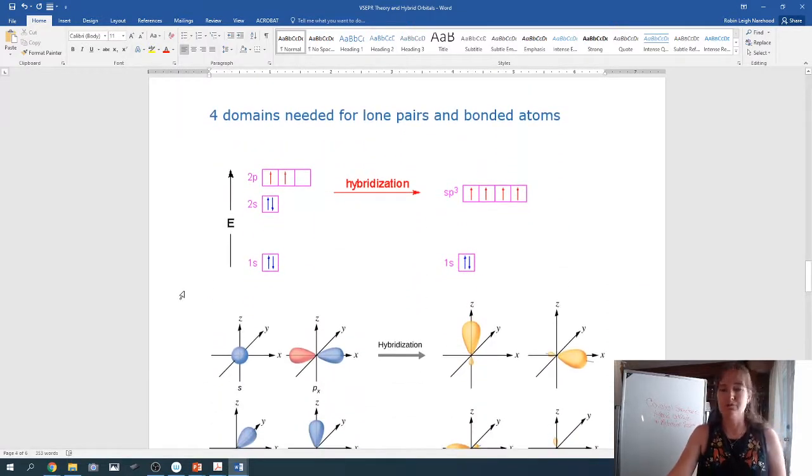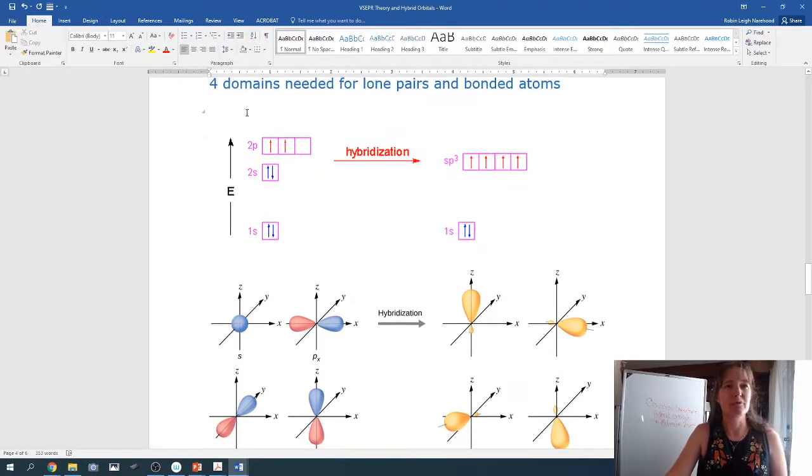The next number of domains is 4. If there are 4 domains that are needed, and that is if you have lone pairs and atoms that are bonded to a substance, to an atom in a structure, if there's 4 of those, so 4 atoms or 3 atoms and a lone pair or 2 atoms and 2 lone pairs, then the hybridization is called sp3.